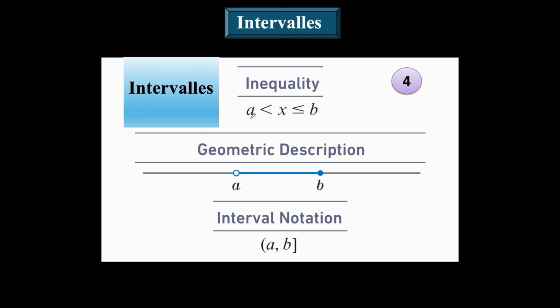Let's see this one also. For a strictly smaller than x, x is smaller or equal to b. Geometric description for that, since we don't have equal, we put our open point and we say from a excluded until b. We have equal, so b is included. Interval notation for that, from a excluded until b included.